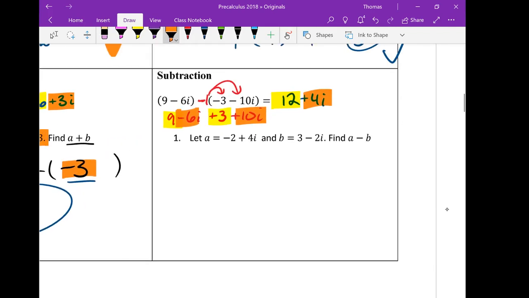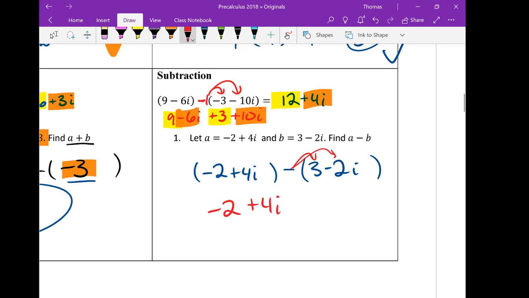Nice and easy. The only difference from addition is we have to make sure to be very careful with that negative sign. Let's do this again. a minus b, again, the parentheses are super important in making sure we keep our signs straight. a is negative 2 plus 4i, and then b is 3 minus 2i. Again, I'm going to distribute the negative. There are other ways to do this. I just like to do it this way so that it's done and out of the way. Negative 2 plus 4i, and then that negative 1 and positive 3 are going to make a negative 3. And then the negative 1 and the negative 2i are going to make a positive 2i.